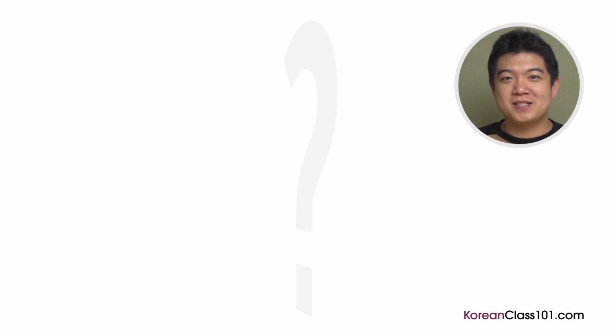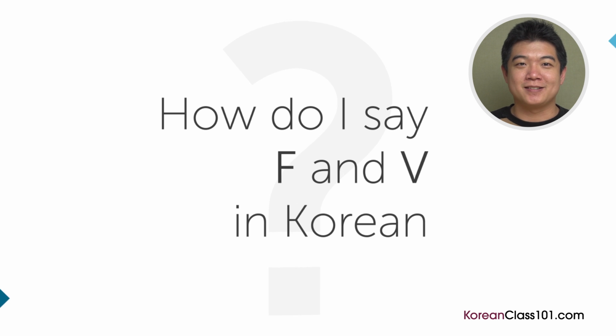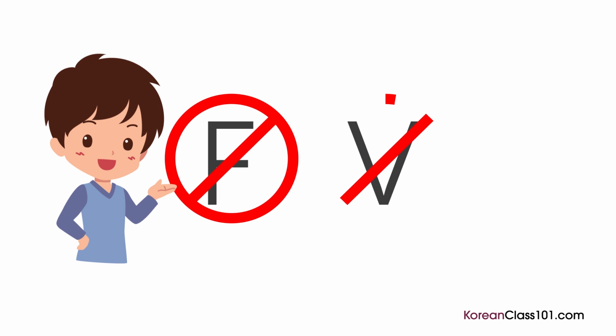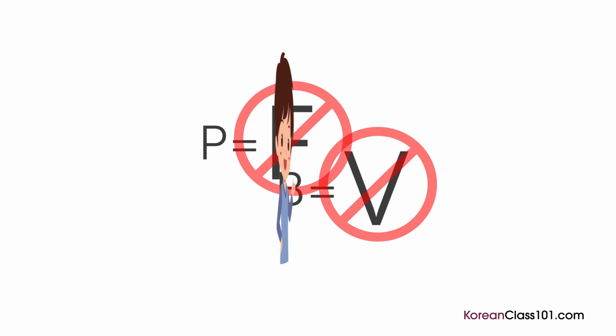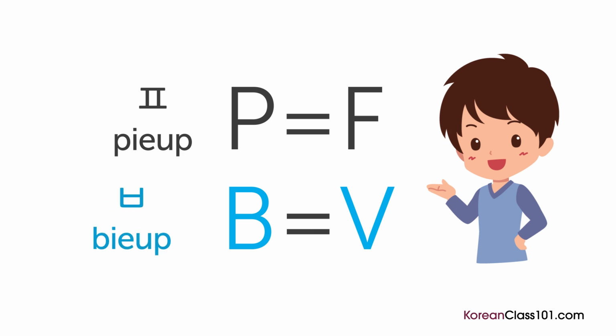The question for this lesson is, how do I say F and V in Korean? Actually, there are no fu and vu sounds in Korean. In fact, there's no difference between pu and fu or bu and vu. Therefore, the pu and fu sounds are both pronounced as piup and bu and vu as biup.